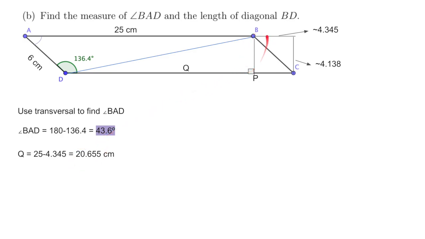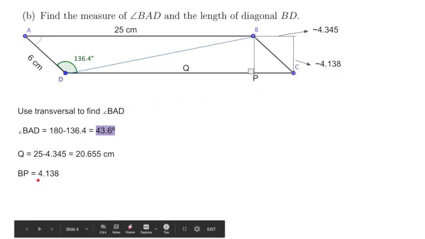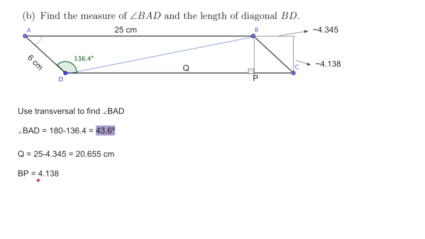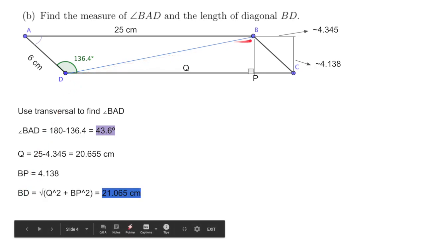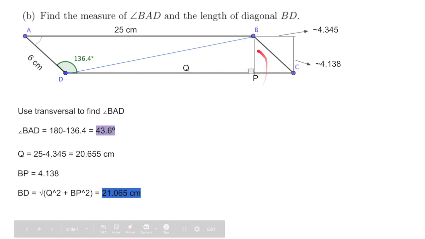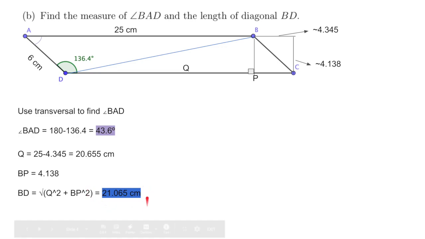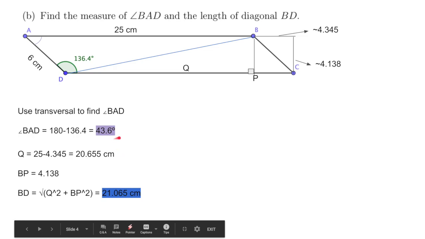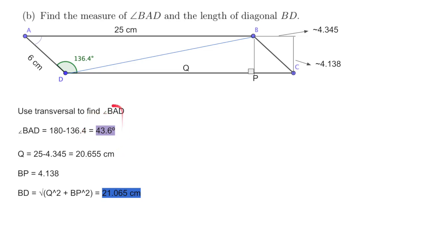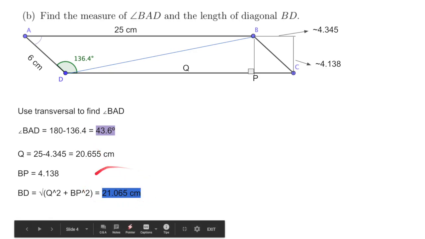Next, we're going to need to find length BP. Length BP is just the same as this length, which is 4.138. So we already have that length. Next, we're going to use the Pythagorean theorem to put it all together. So BD, which is the length right here, is the same as the square root of Q squared plus BP squared. And that is all about 21.065 centimeters. So we found both of the parts we need to find, the measure of angle BAD right here and the length of diagonal BD right here.